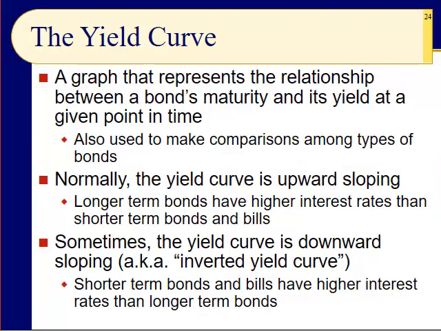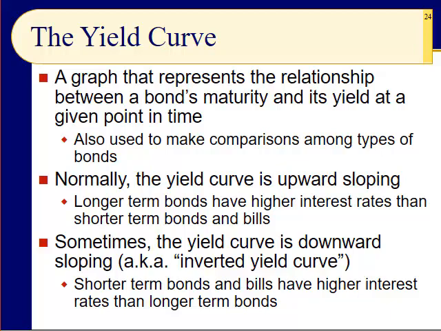The yield curve. What is the yield curve? Well, this is the graph that represents the relationship between a bond's maturity and its yield at a given point in time. It's also used to make comparisons among types of bonds. Now, in general, normally the yield curve is upward sloping. Longer-term bonds, as we've said, have higher interest rates than shorter-term bonds.